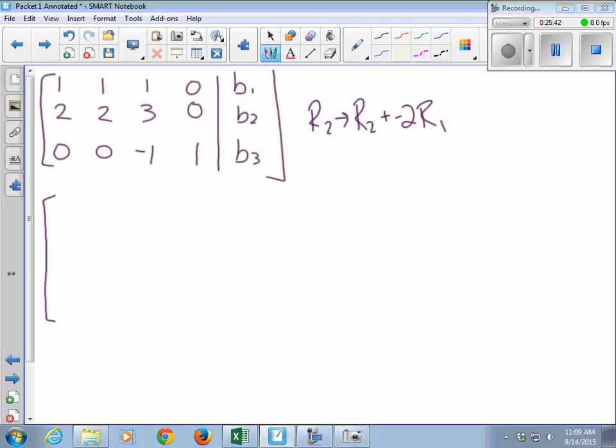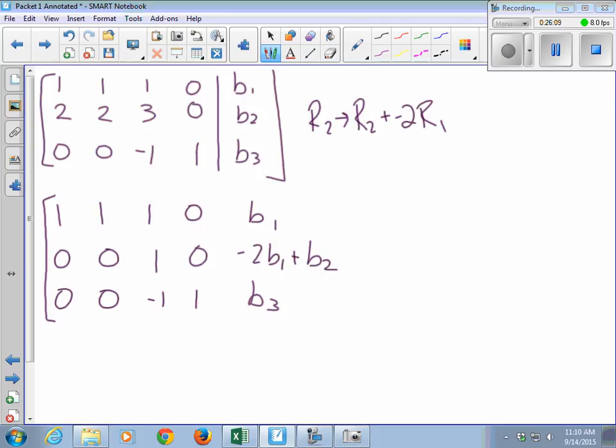All right, so row 1 is going to stay exactly the same. 1, 1, 1, 0, B1. Row 3 stays exactly the same. 0, 0, -1, 1, B3. And then row 2, I'm going to do -2 row 1 and add it. So I'm going to get 0, 0, 1, 0, and then -2 B1 plus B2.